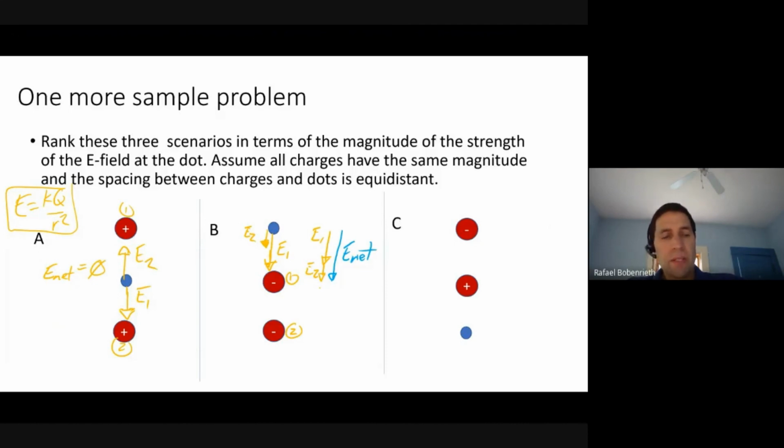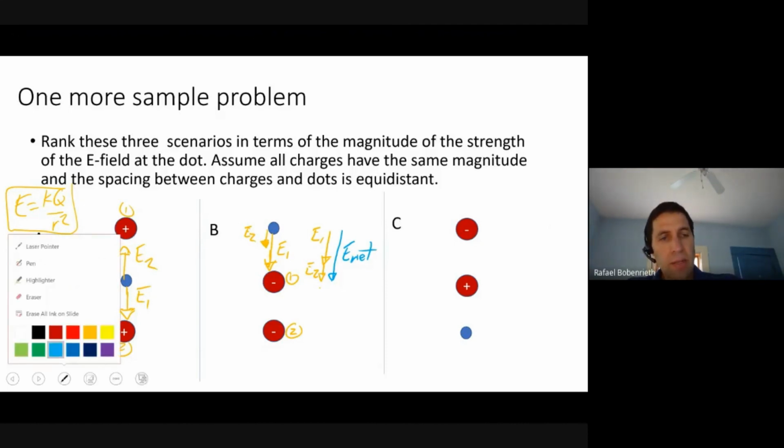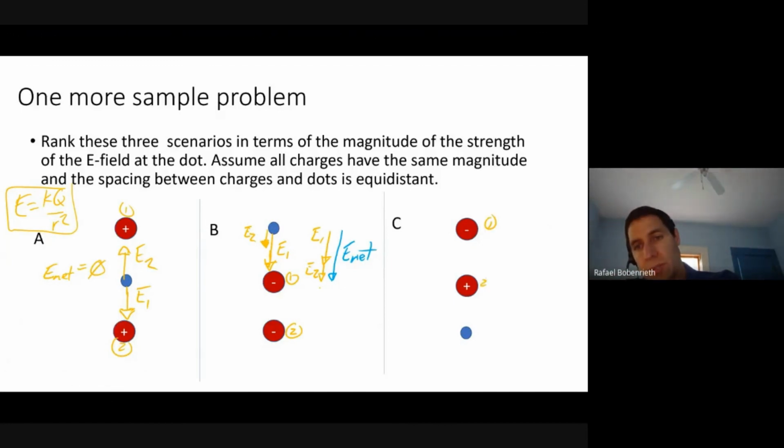Finally, in part C, what do we got here? Let's call this 1 and this 2. The contribution from 1, it's further away. It's drawing the blue test charge towards it. So it might look something like this. An E field vector looks like this. And then charge 2, that source charge, is going to push it away significantly, because it's closer. So it might look something like so. When I draw this here, this is E2. This is E1.